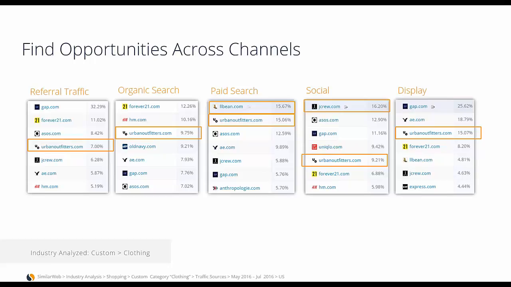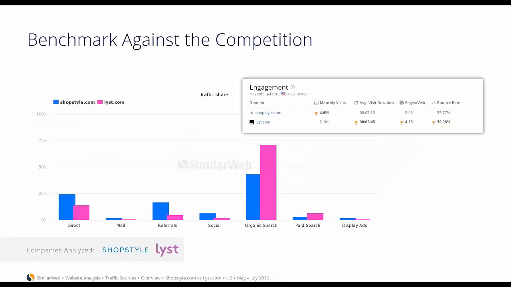So they're really, really pushing their brand, not only organically, but also through the paid channels like paid search and display. They're making sure that their brand is everywhere, especially over the summer when we took this data. So we can benchmark all of this data against the competition to start to understand what is the right strategy for my company.